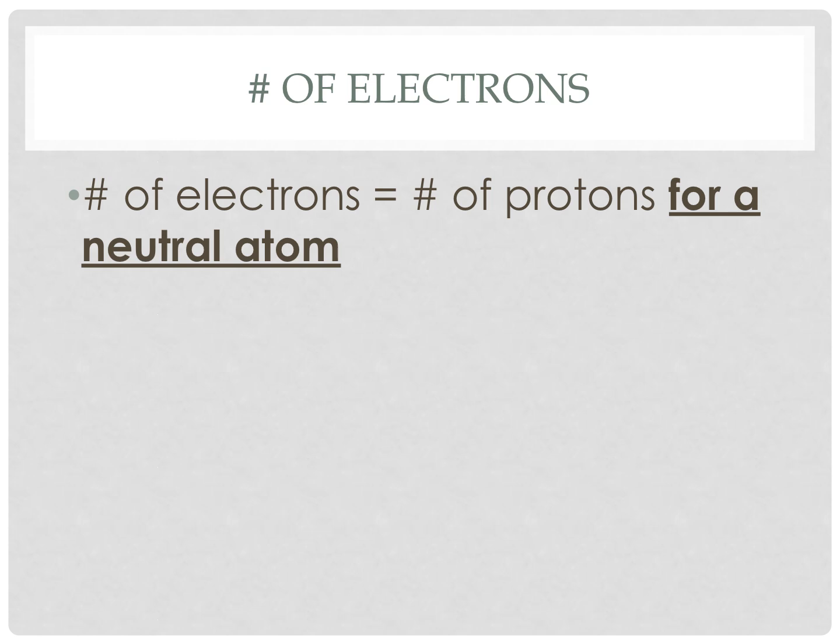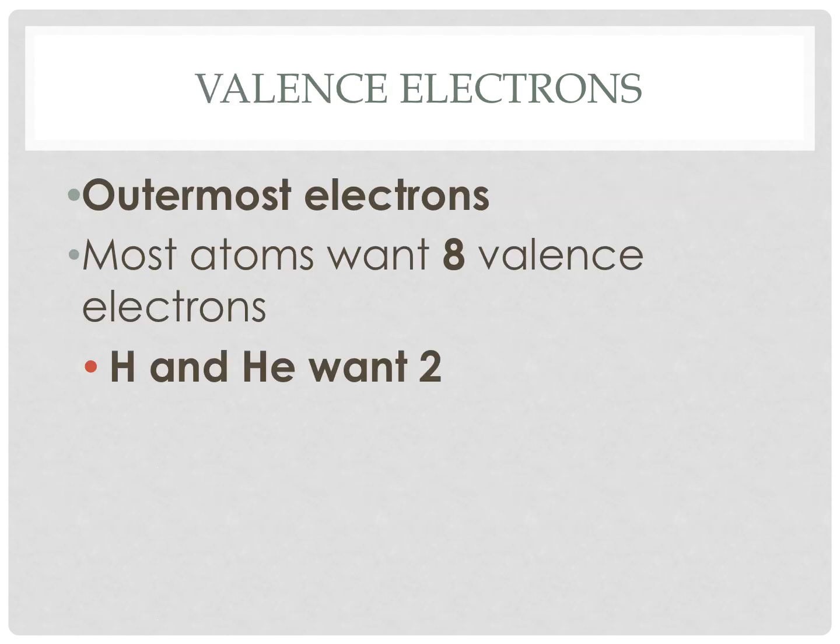Good. Okay, so while we're talking about electrons, let's talk about some special electrons called the valence electrons. Do you remember learning about valence electrons in either 9th or 10th grade science? Okay, where do we find valence electrons? They're in that outermost shell or outermost ring. And the general rule of thumb is most atoms want 8 valence electrons in the outer ring, with the big exceptions, hydrogen and helium, which only want 2.